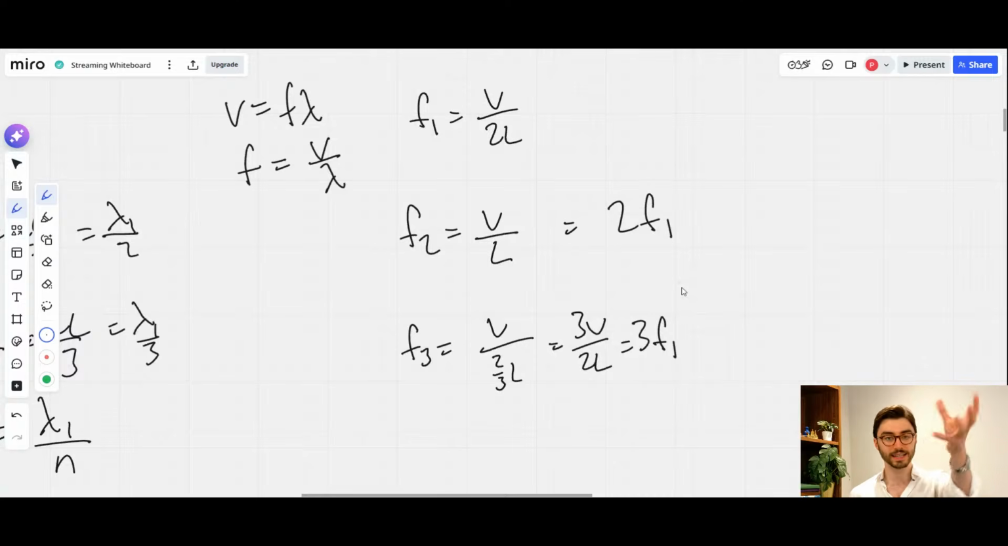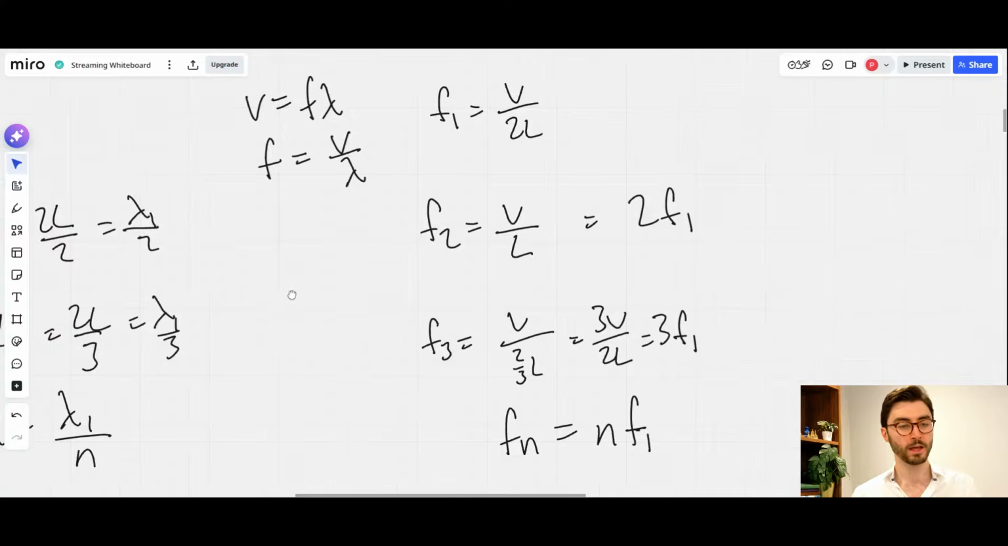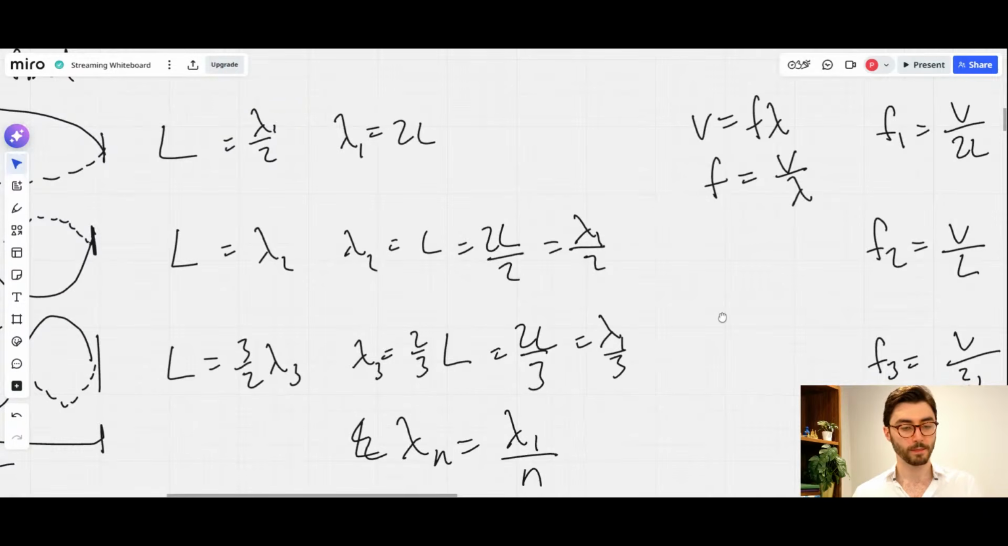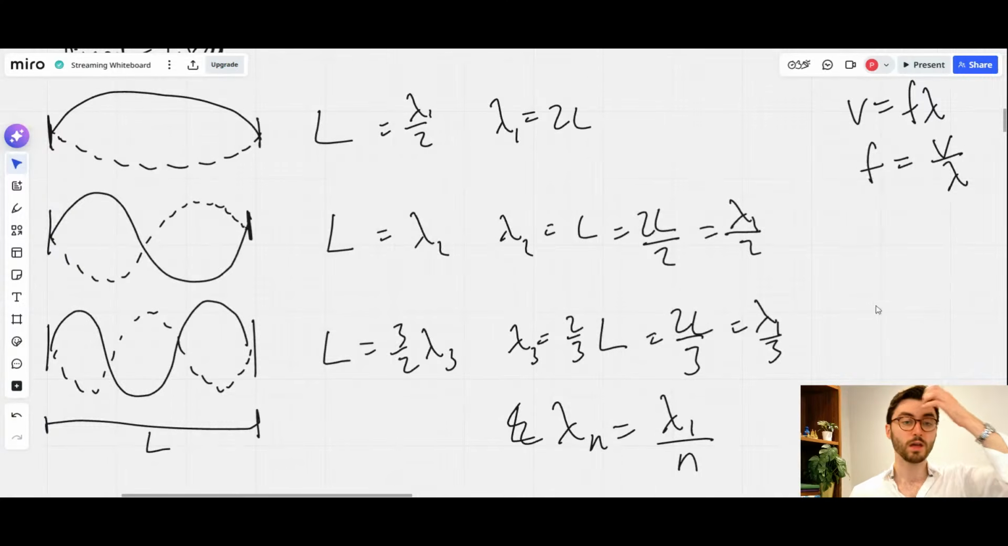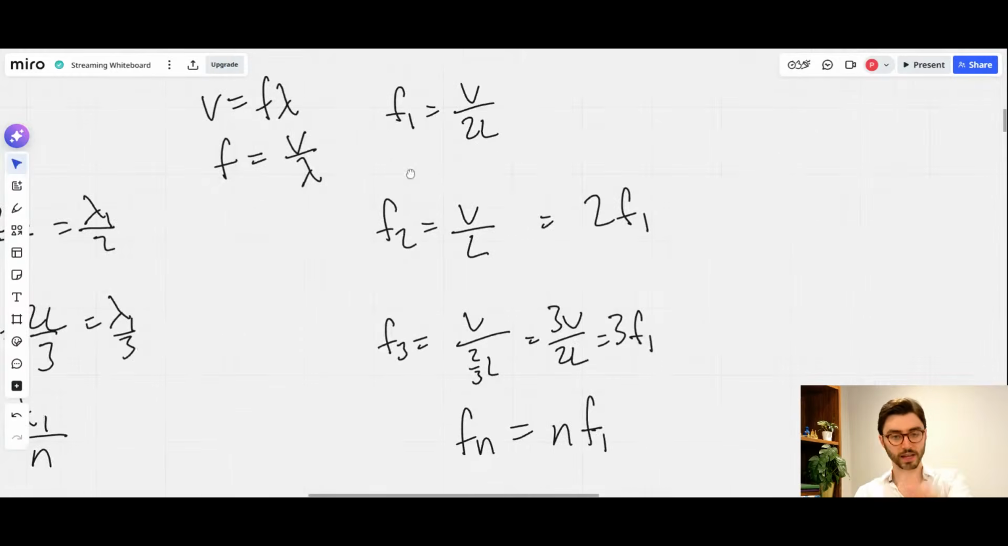And then we get this idea that, in general, the frequency for a general harmonic is going to be f1 times that harmonic. So the second harmonic is double the frequency. The third harmonic is triple the frequency. And that is where these relationships come from when it comes to these standing waves. So again, just walking through this, you start with the length, you relate that to the wavelength, and then through v equals f lambda, you relate that to the frequency.